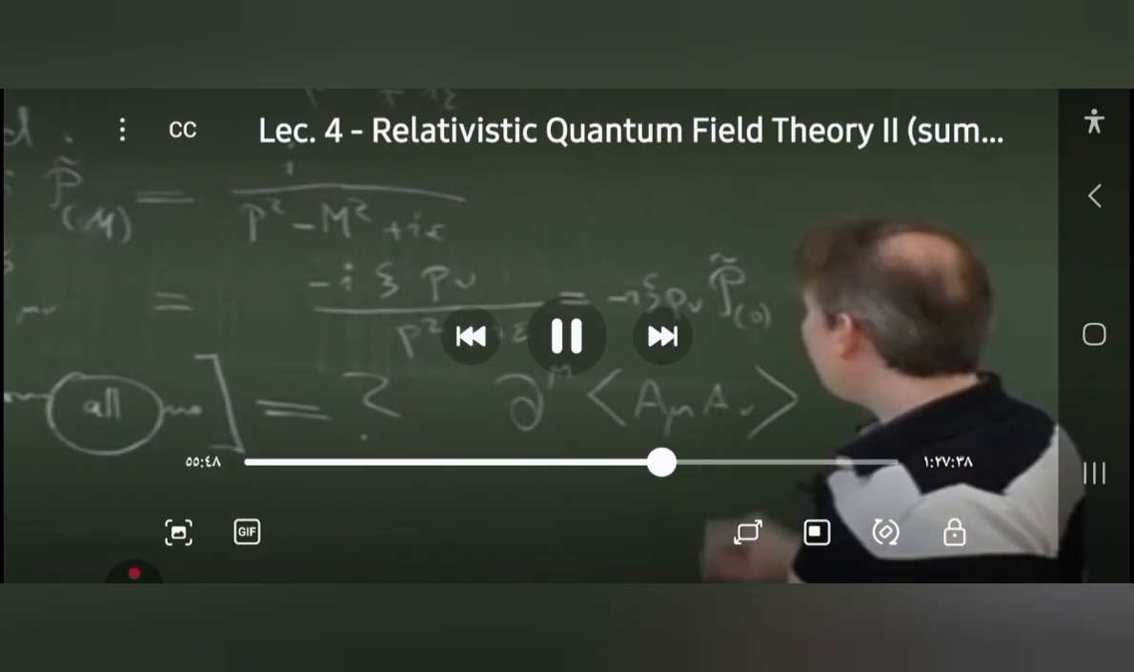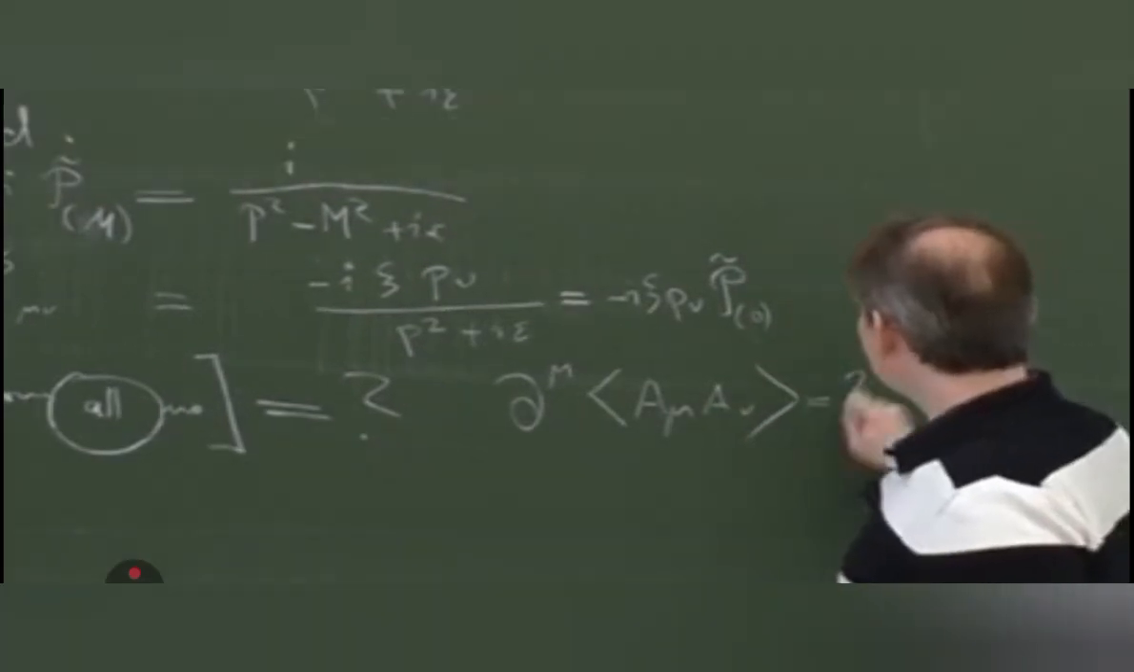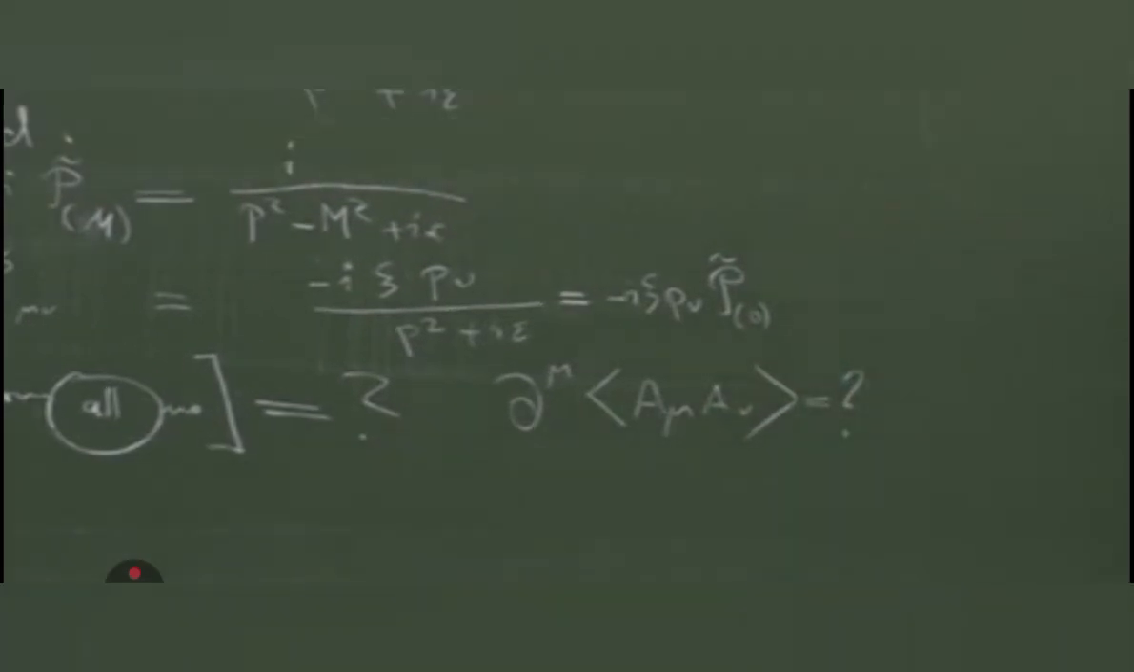We know the result at 3 level and we want to know it at higher orders, and that is the momentum space question. The equivalent question in position space would be the derivative of the 2-point Green function a mu a nu. That is the same question in momentum and position space.